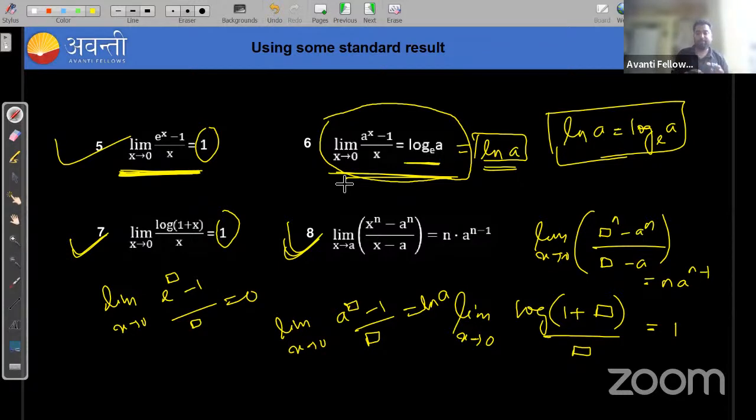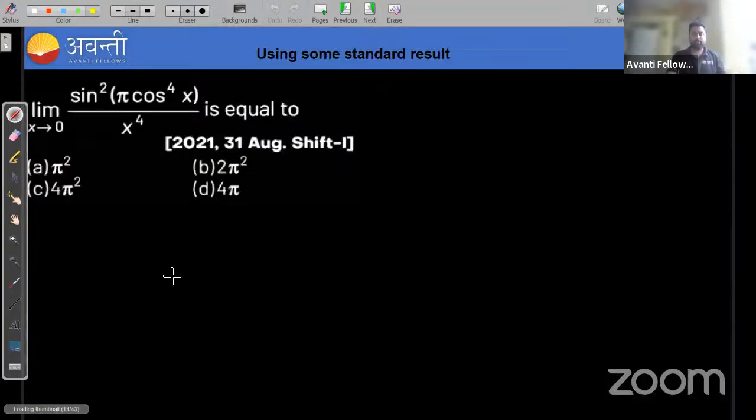So you have to remember all these limits or standard limits to solve the questions. They are very important. I always told you, or I am suggesting you to remember all these standard results. So let's move to another question here.